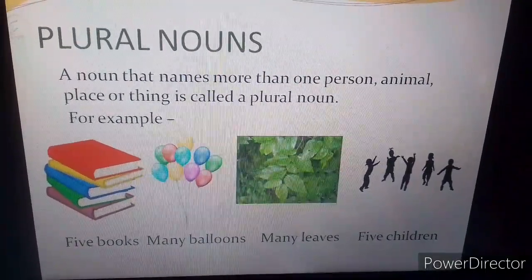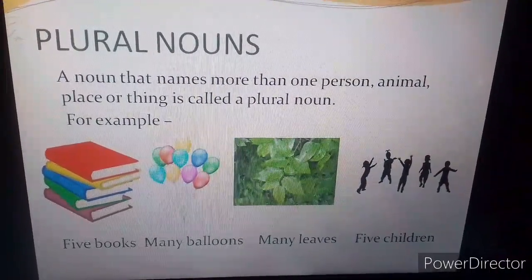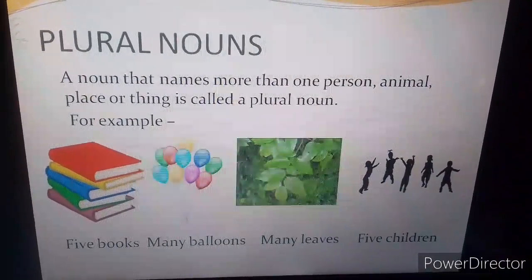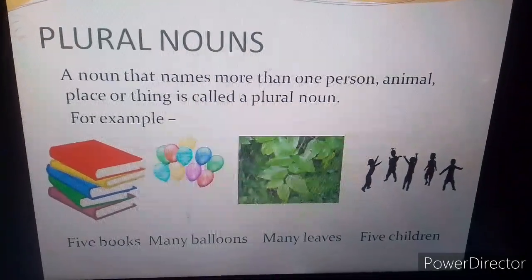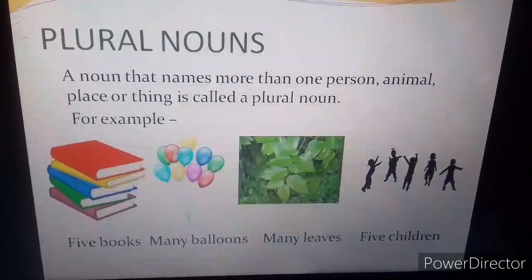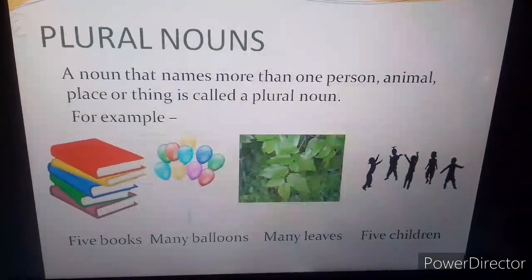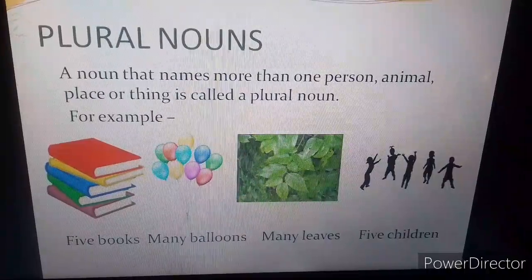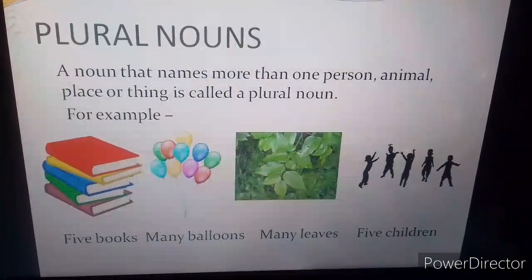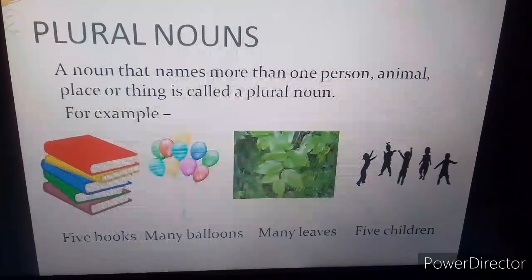Now let us read about plural nouns. A noun that names more than one person, animal, place or thing is called a plural noun. So any noun that is more than one in number is known as a plural noun. For example, you can see 5 books, many balloons, many leaves and 5 children. So all these are more than one in number. So these are the examples of plural nouns.